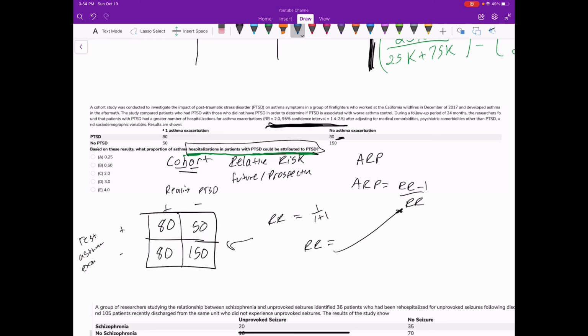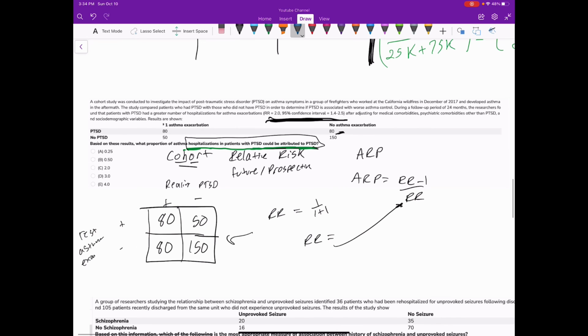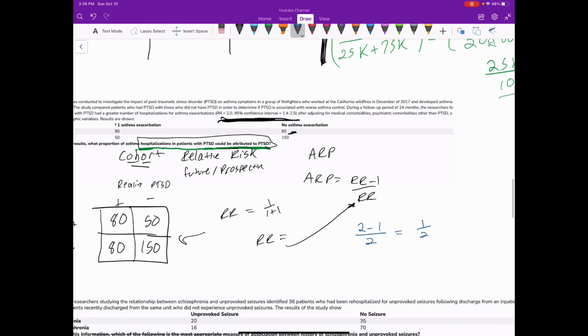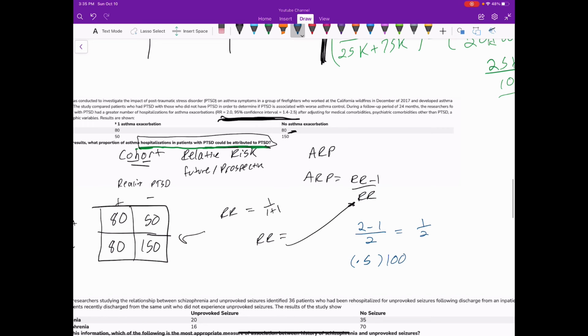I'm not going to do this. I'm just going to do RR minus 1 over RR. So they gave me the numbers: 2 minus 1, which is in the formula, over 2. So it's going to be 1 over 2, which is not too bad. It's going to be 0.5. Is 0.5 going to be our answer? Well, we need to find the percent, so you always times it by 100. So it's just going to be 50%.